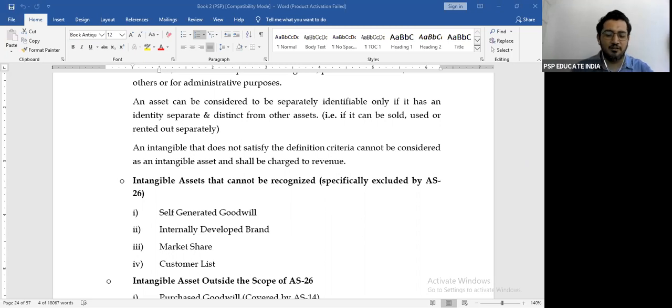Second, internally developed brand, right? So I can use the word Nike from today, I can change my spellings, create my own internally developed brand, right? This is what happens. You can create your internally developed brand, but that cannot be called your intangible asset. Right, okay. Next point, market share. I cannot say that there are 200 students studying in Vadodara.